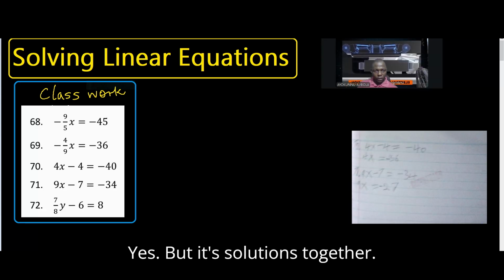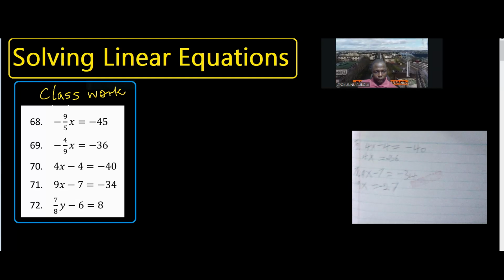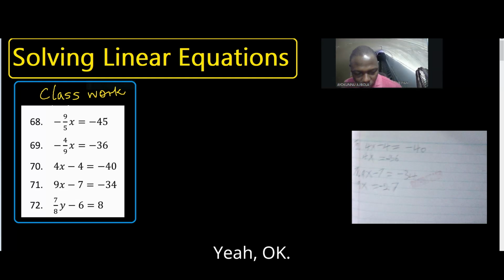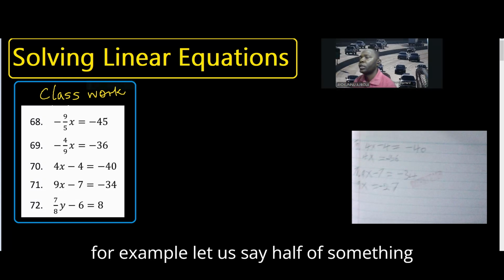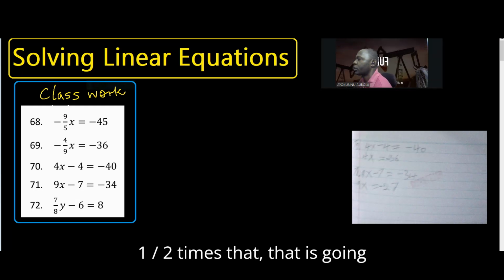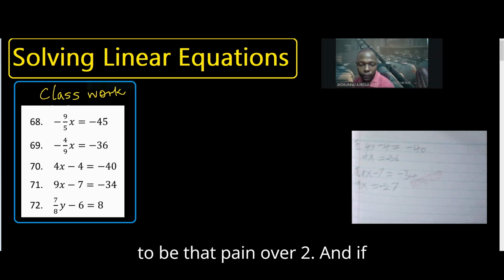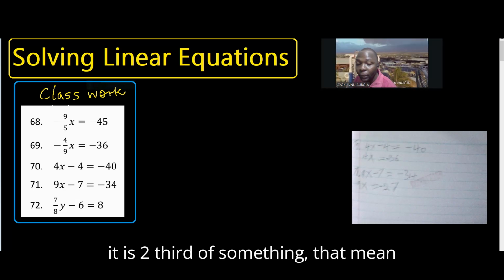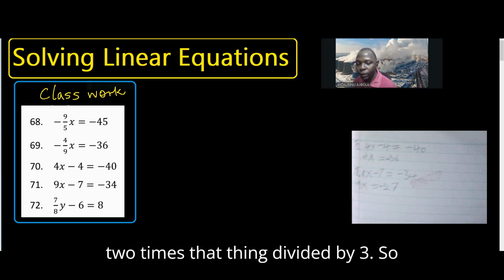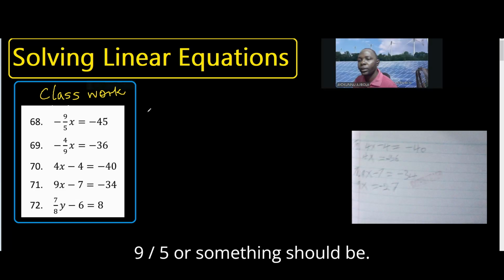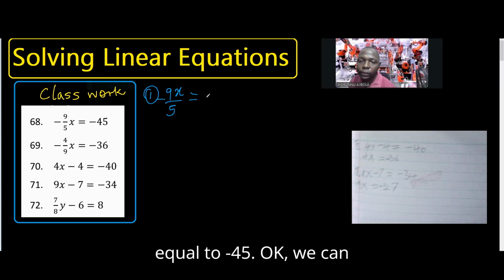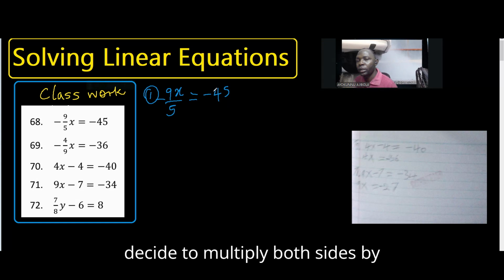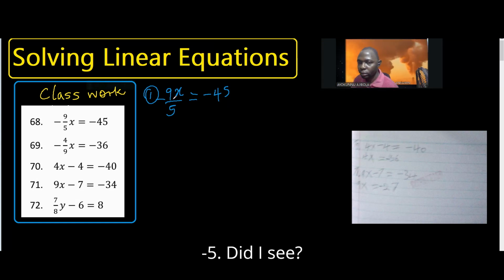Yes. So let's look at the solutions together. You didn't know the first one, right? Okay. Whenever you see a fraction of something, for example, half of something, 1 over 2 times that thing, that is going to be that thing over 2. And if it is 2 thirds of something, that means 2 times that thing divided by 3. So 9 over 5 of something should be 9 times that thing over 5, but there's a negative there, so equal to negative 45. We can decide to multiply both sides by negative 5.